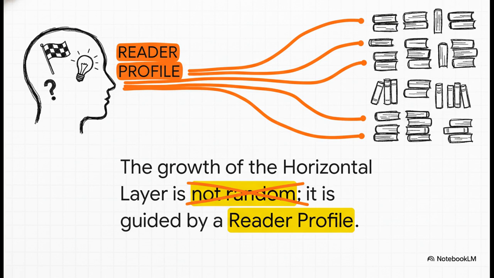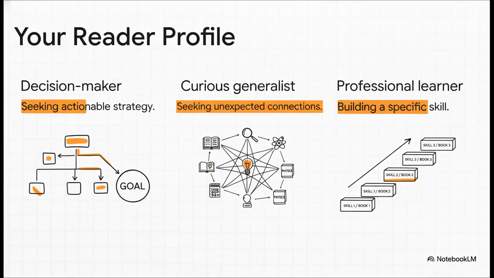Your interests, your curiosity, your goals. That's the engine that drives this entire thing. So how does it do that? It actually builds a reader profile based on how you interact with it. It starts to learn what kind of reader you are. Are you a decision maker who's always hunting for practical strategies? Or maybe you're more of a curious generalist, so it knows to surface those unexpected aha connections between different fields. The whole point is the system adapts to you.